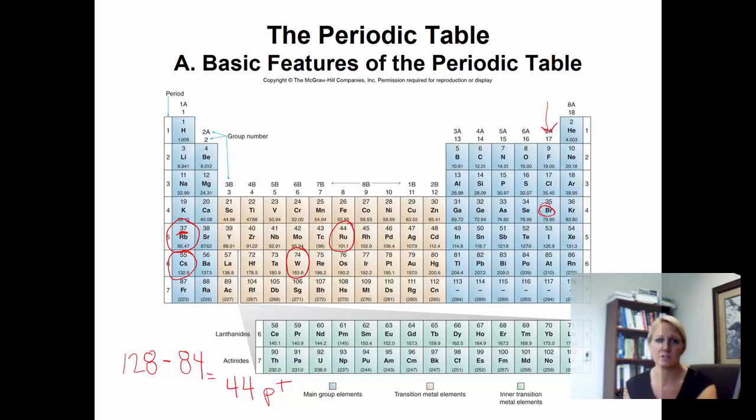The next one was any two noble gases. Here are my noble gases in 8A. It's just testing that you know where your noble gases are. So you could write helium, neon, argon, any of those.